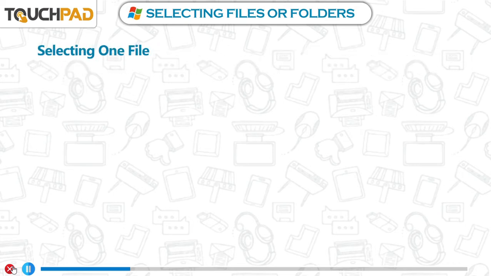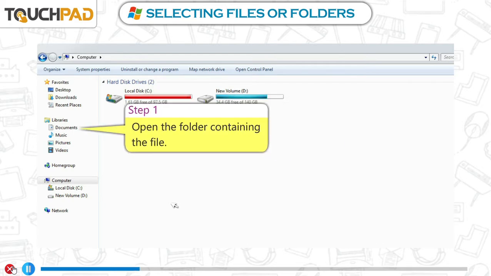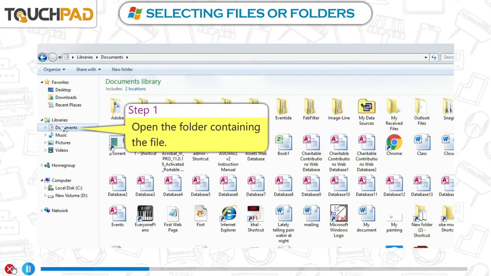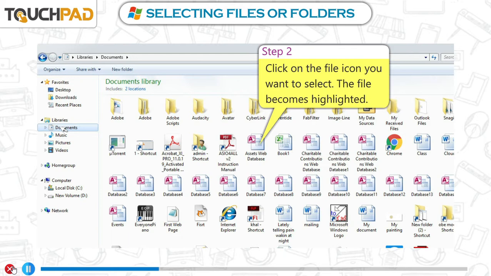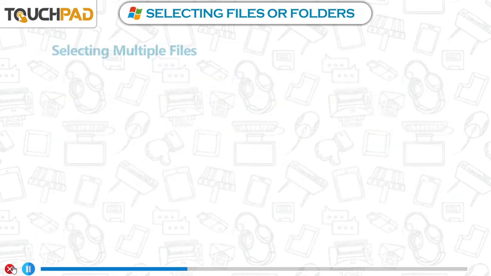Selecting one file. Step 1. Open the folder containing the file. Step 2. Click on the file icon you want to select. The file becomes highlighted.